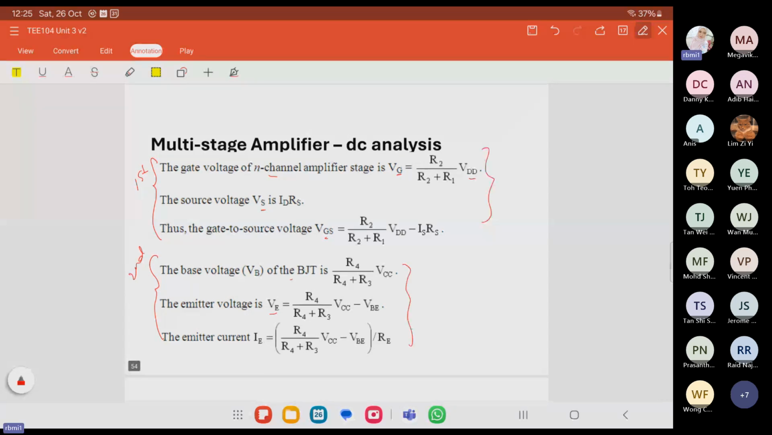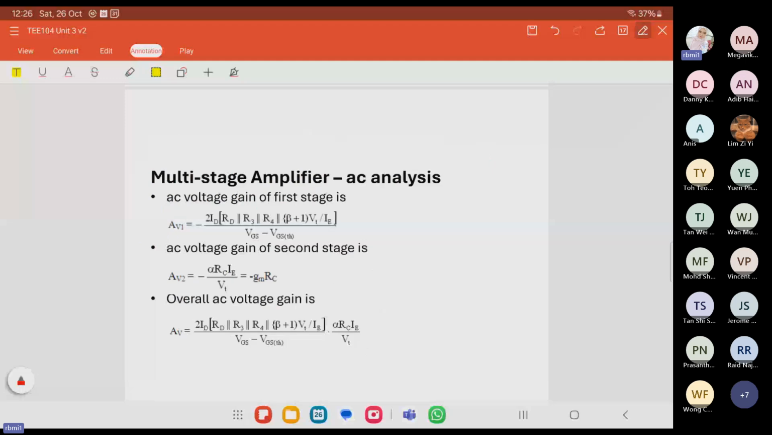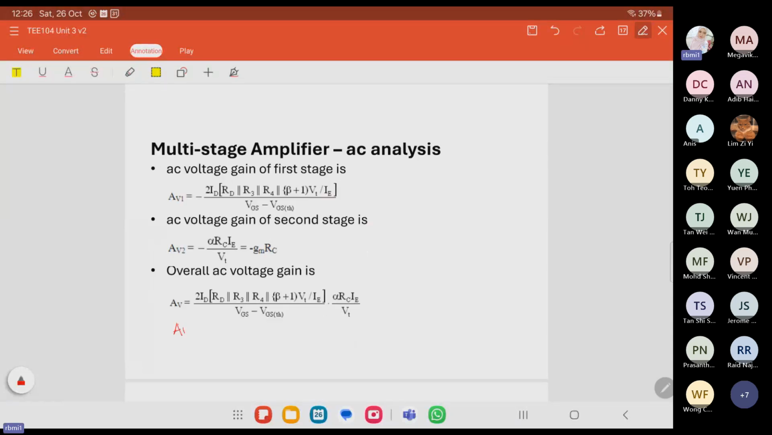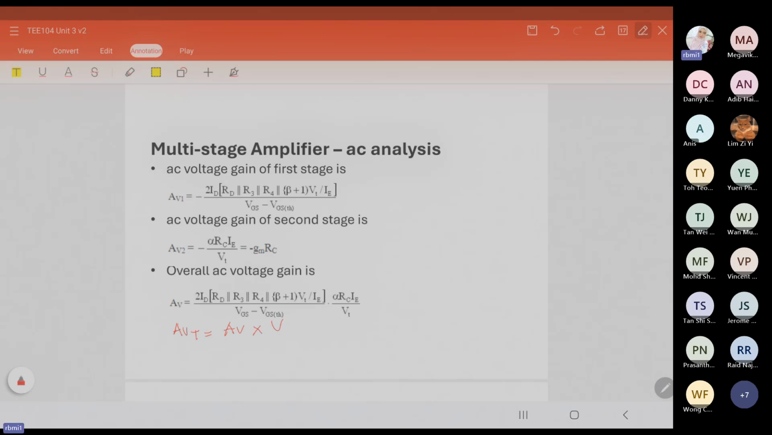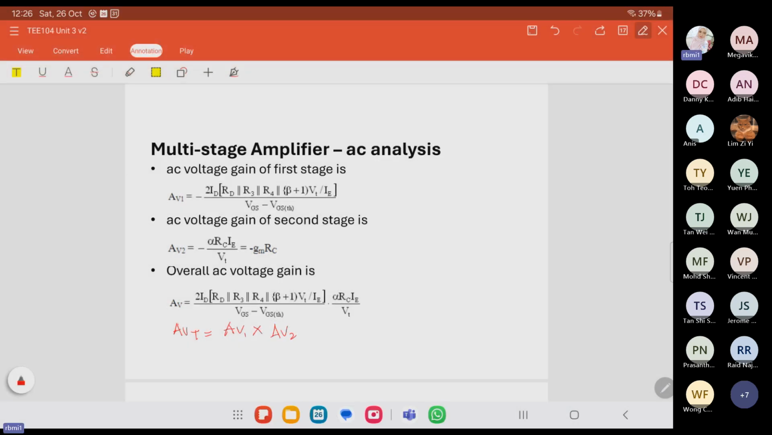Other than that, we also have the AC analysis for both stages. For the AC analysis, AV total is equal to AV1 multiplied with AV2. The voltage gain of the first stage N channel MOSFET is minus GM RD, and the transconductance GM is equal to delta ID over delta VGS. However, due to the loading effect, we can have these expressions for the first MOSFET. This one is for the second BJT, and this will be the overall voltage gain due to the first stage and second stage.